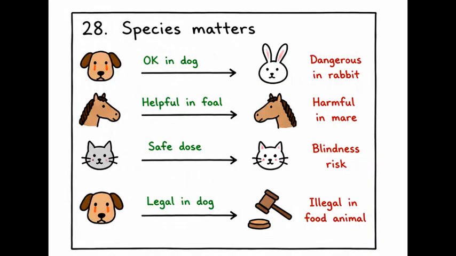Fourth, species matters. A drug that is routine in a dog may be dangerous in a rabbit. A drug that is useful in a foal may harm the mare. A drug that is fine in a cat at one dose may risk blindness at another. A drug that is legal in a dog may be illegal in a food animal.